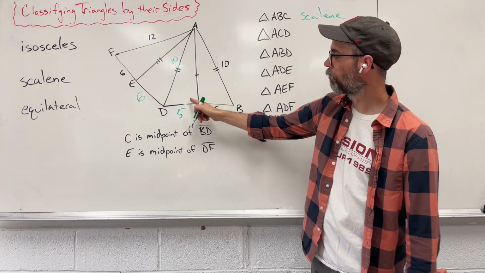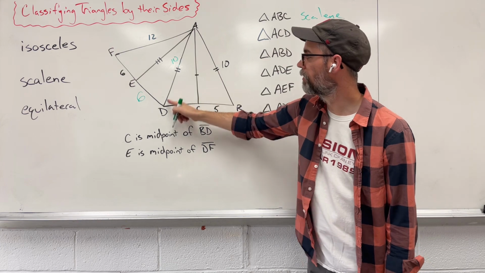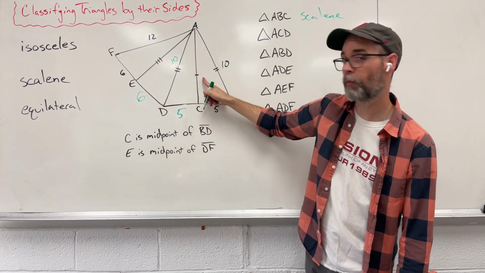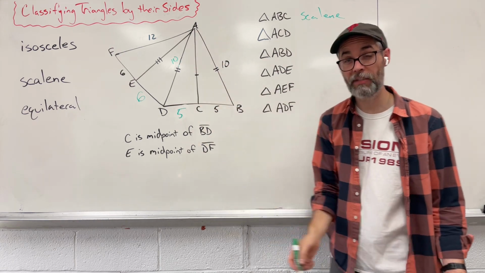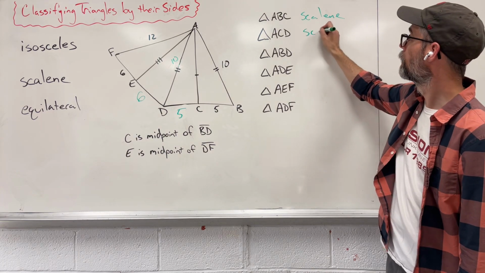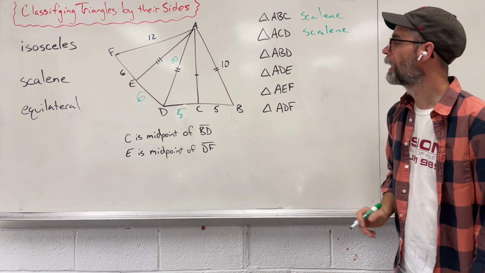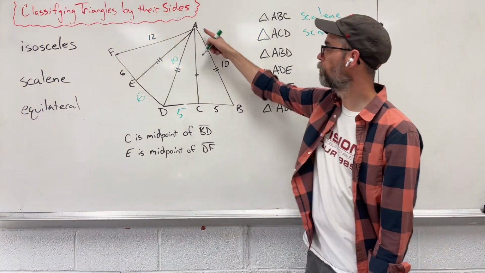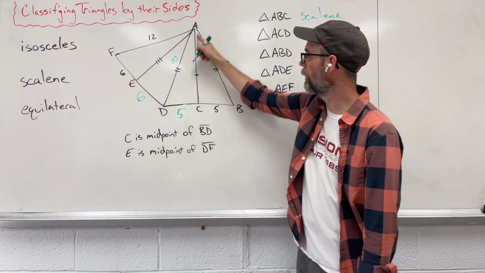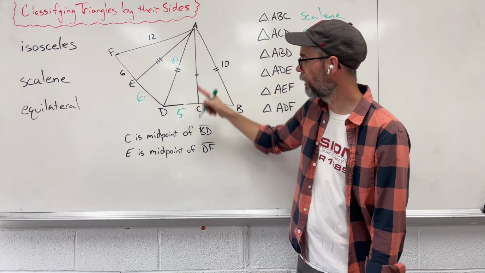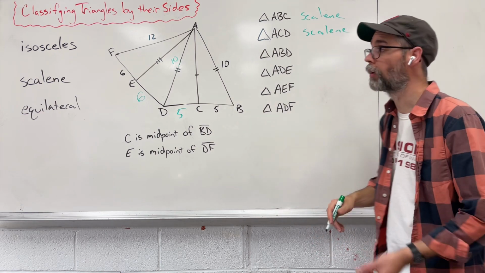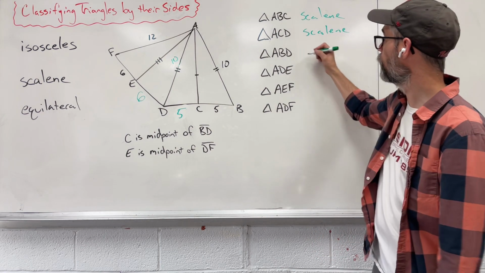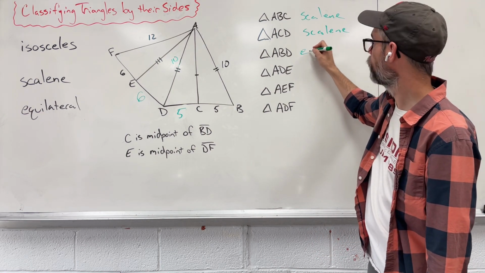ACD, we're talking that little triangle next to it. ACD, we have a 10, we have a 5, we have a mystery side. This mystery side is not the same as anything else. Again, scalene. Now let's put those two together and look at the bigger version, ABD. We have a 10, but on the bottom we also have 10. Since all three sides are 10, we now go equilateral.